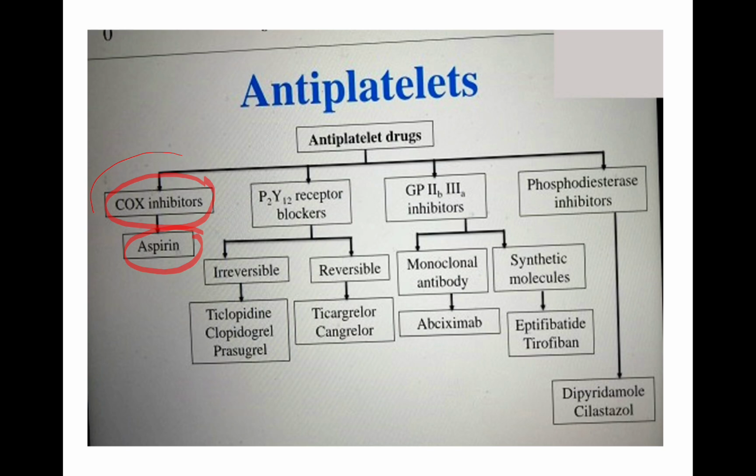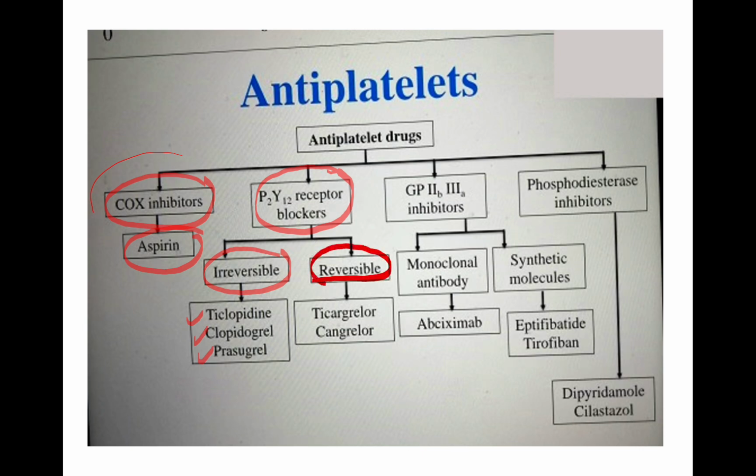The second type of drug is P2Y12 receptor blockers. Here we have irreversible drugs and reversible drugs. Of the irreversible drugs, what do we have? We have ticlopidine, clopidogrel, which is known as Plavix, and prasugrel.